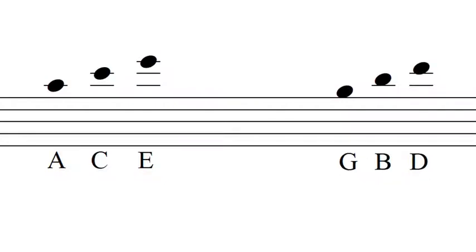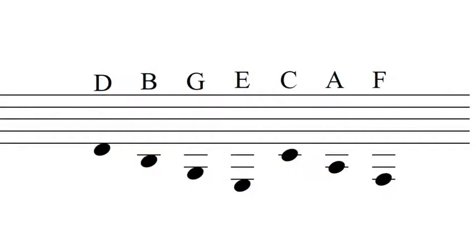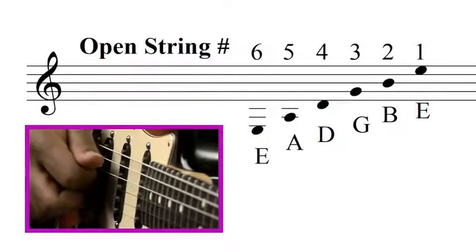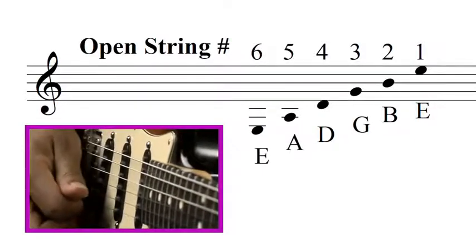If we go above the staff, in between the ledger lines, we have G, B, and D. Now below the staff, if we go in between the ledger lines, we have D, B, G, and E. Below the staff on the ledger lines, we have C, A, and F. Now we're going to look at the range of notes on the guitar. This is where the open strings are written on the staff. E, A, D, G, B, and E.